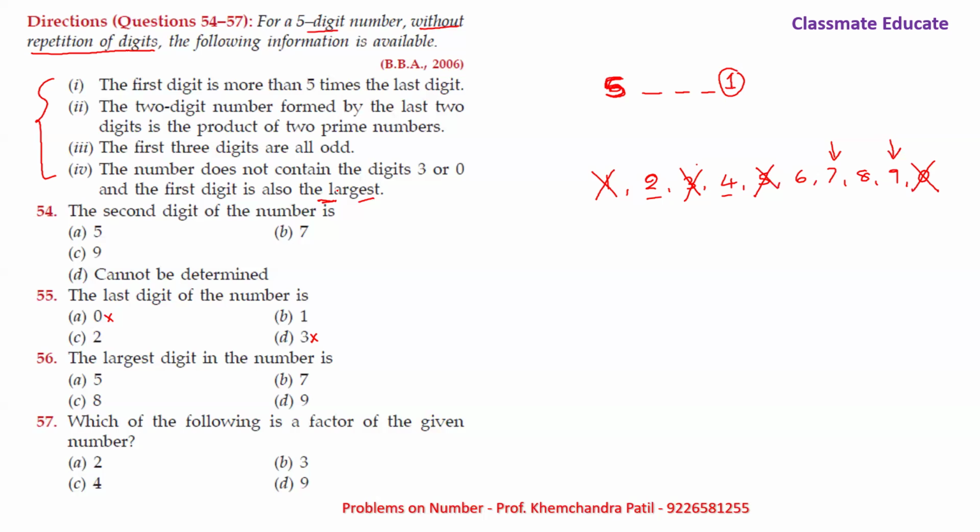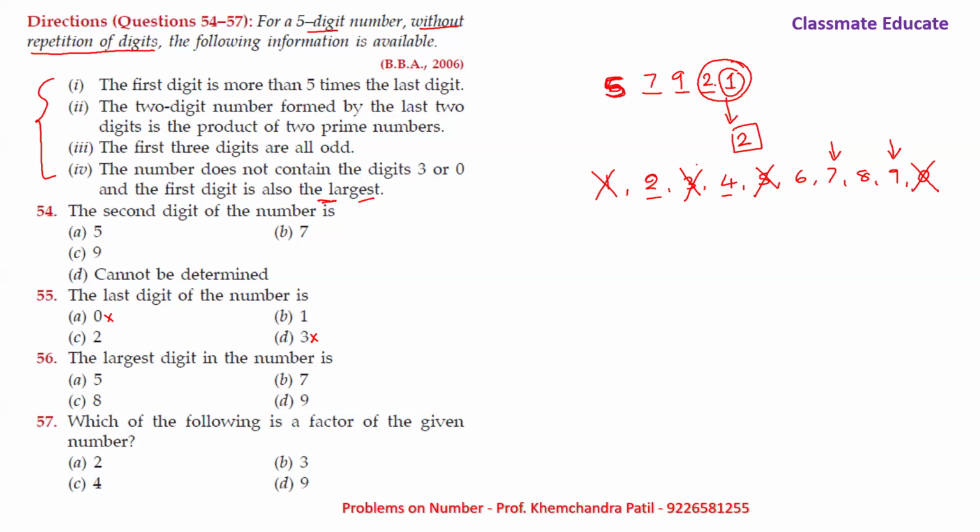First three digits are all odd, without repetition. So if you take 7 and 9, the product of the last two digits must be, what? A product of two primes. So this is 2 if you are taking. So this is the number we are forming.